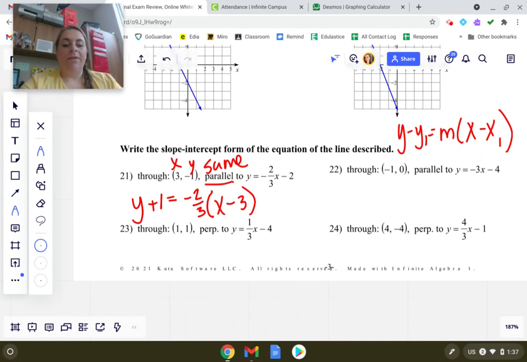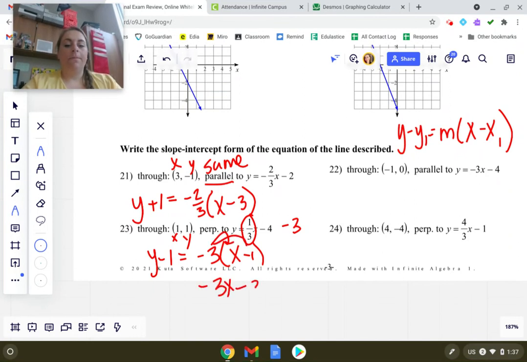All right, let's do that same thing for number 23, but this time it's perpendicular. So for perpendicular, you take this slope, you flip it, and you change the sign. So if we flip it, that makes 3 on top. It's a positive. We'll switch it to a negative. So for my x and y here, I've got y minus 1 equals negative 3, x minus 1. Okay, you can then distribute. So distribute that negative 3. And then we've got to add that 1 over. So my final answer here is negative 3x plus 4.